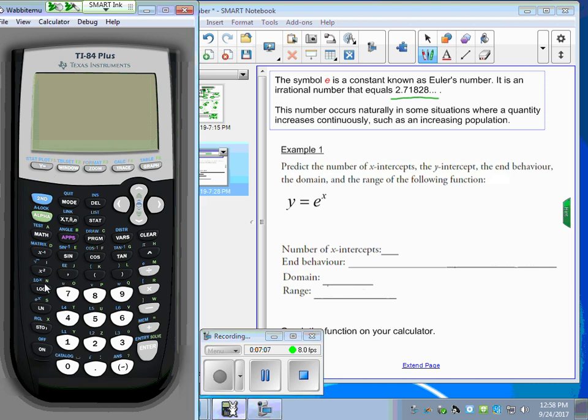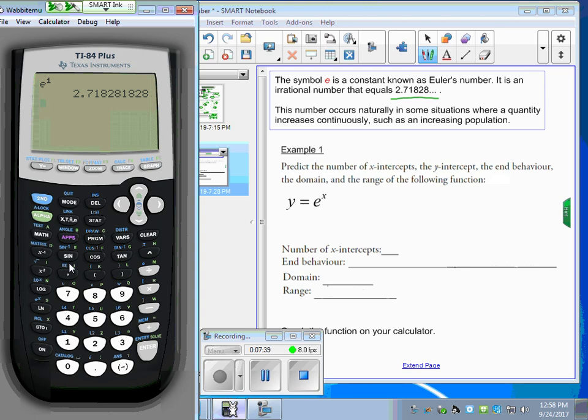Okay, so e, let's turn this thing on, is right here. Second function, ln, and that gives you e. So if you go e to the power of 1, which, remember, raising anything to the power of 1 is just itself, you should get Euler's constant, which is 2.718281828. So it's in no particular pattern because it's irrational. This number occurs naturally in some situations where a quantity increases continuously, such as an increasing population.